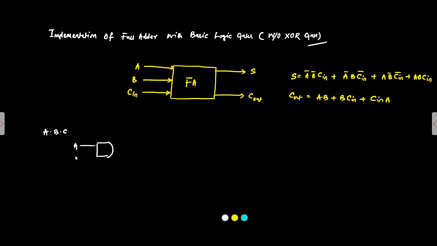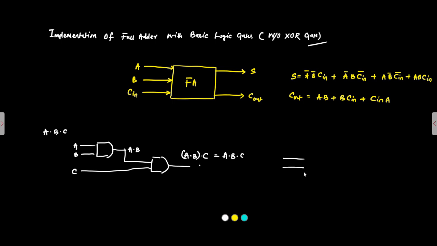A three input gate, let's say we have to perform this operation A, B, C, three variables. We provide A and B. Output will be A and B. Then that output will be provided to another AND gate and we will provide C to that. So it will be A and B and C. So directly we'll be using a three input AND gate like this.